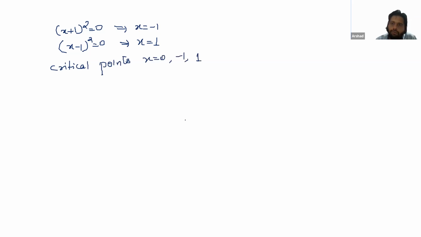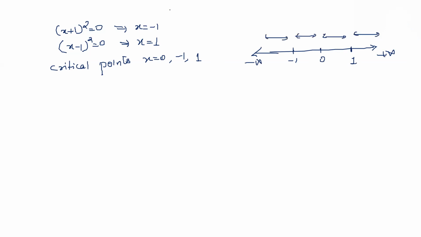Okay. So how many intervals will you get here? This is minus infinity, this is plus infinity, you have minus 1, you have 0, you have 1. So you have first this interval, second this interval, third this interval, and fourth this interval. Now you have four intervals, please form that table and tell me in which interval it is strictly increasing, in which interval it is strictly decreasing. Okay, please complete.